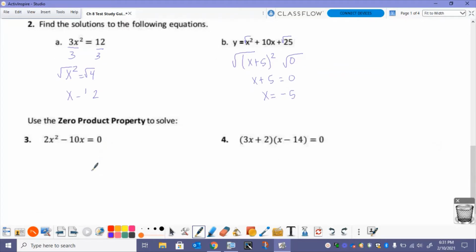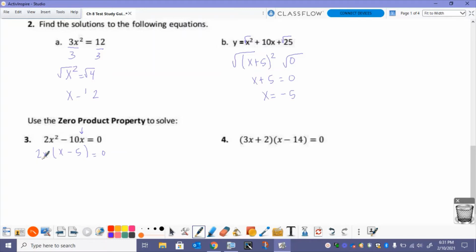All right, for number 3 and 4, we're going to use the zero product property to solve. So that means we need to factor this out and then find our zeros. So the first thing for 2x squared minus 10x, you may assume difference of squares, but don't forget to notice this x right here, okay? So that means we're not going to do difference of squares. We need to pull out our greatest common factor, which in this case would be 2, but we also have an x in each, so we can pull out 2x. So this would be times x to get 2x squared, and times negative 5 to give us negative 10x.